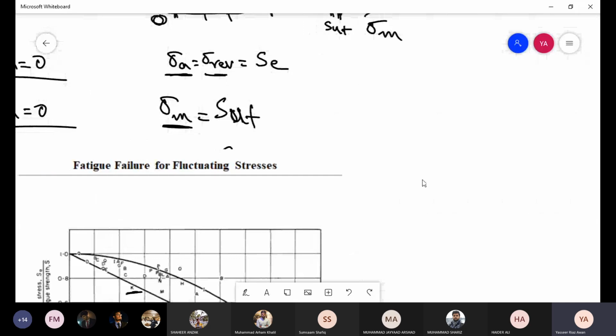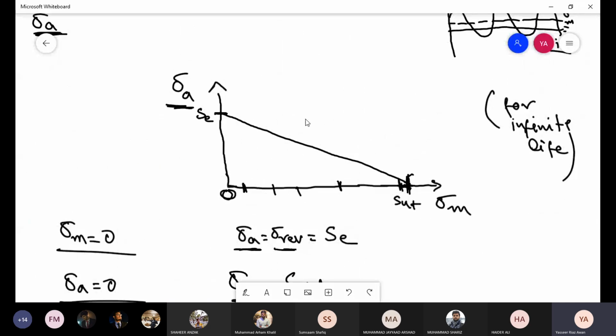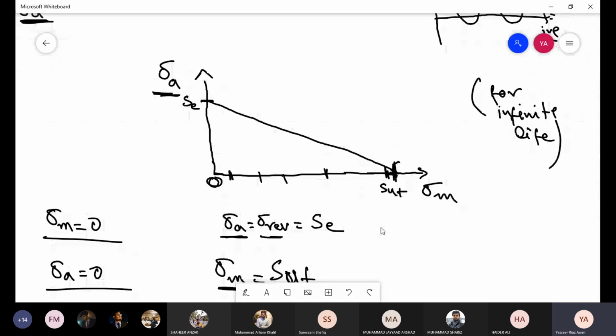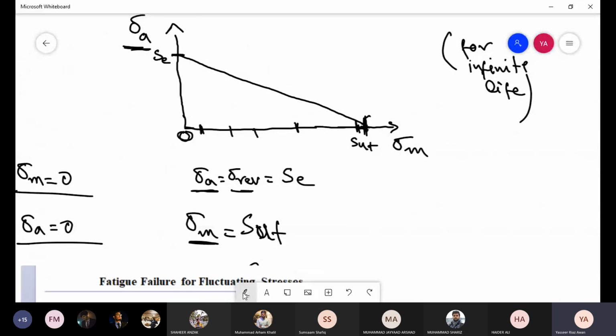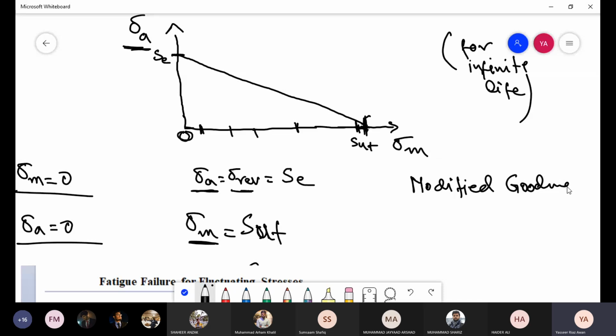So had we done this maybe 110 years ago, we would have been stars, you can say. But unfortunately, someone has already done that. And this line is called the modified Goodman line. And this criterion is basically the modified Goodman failure criteria.